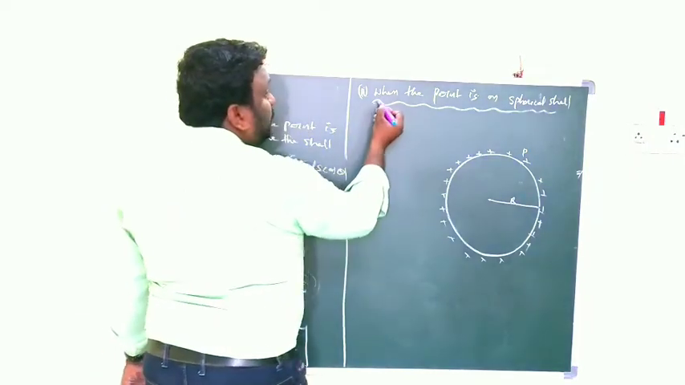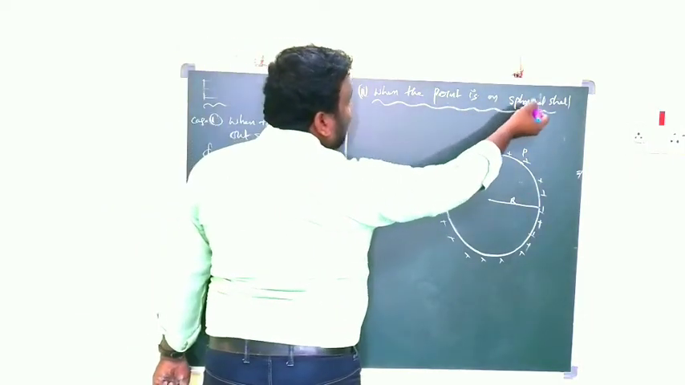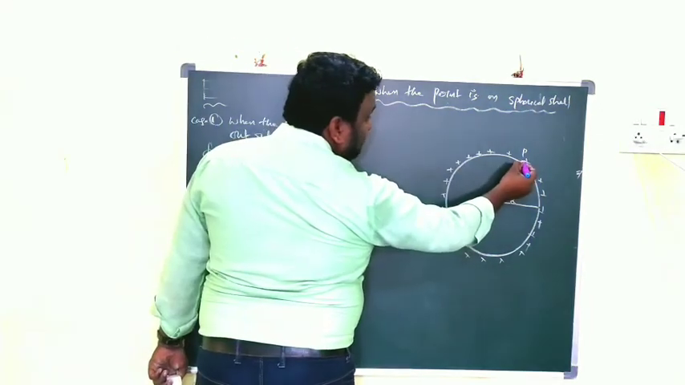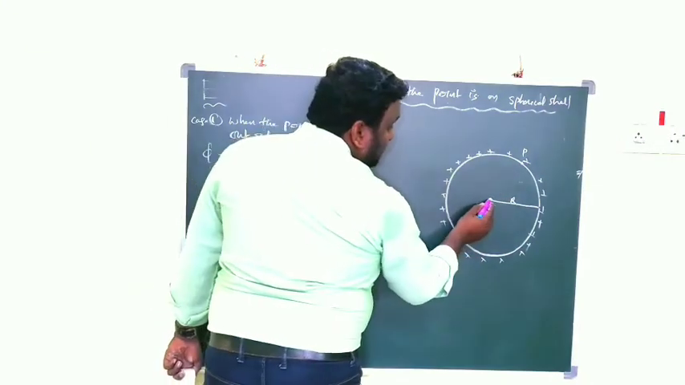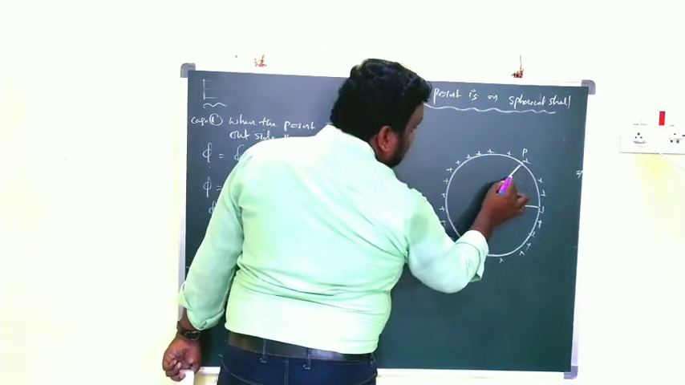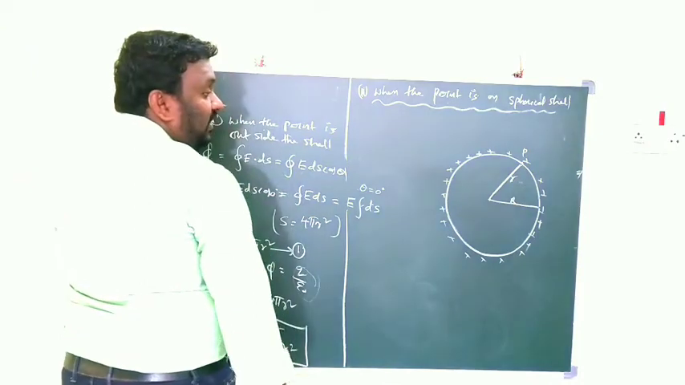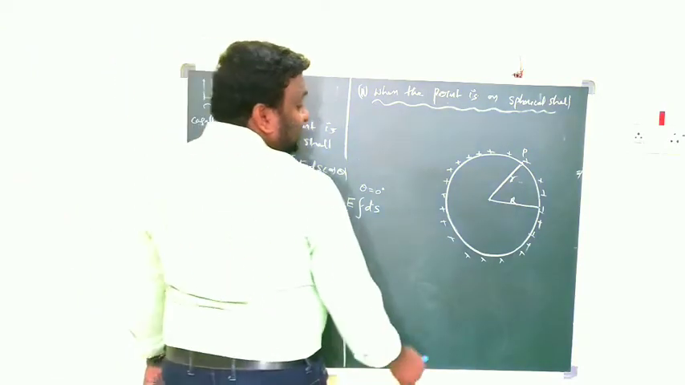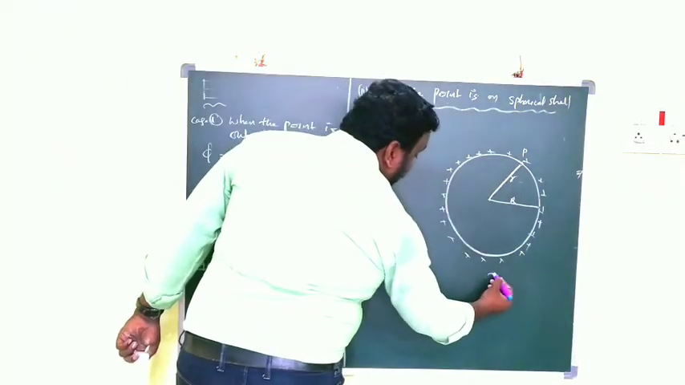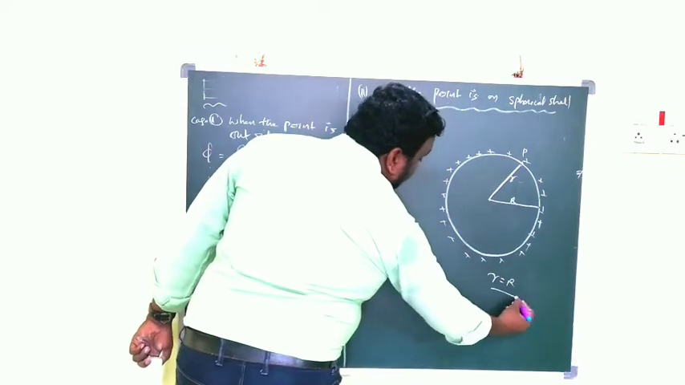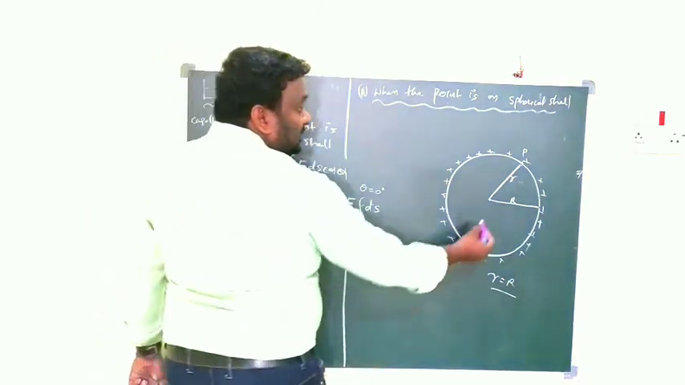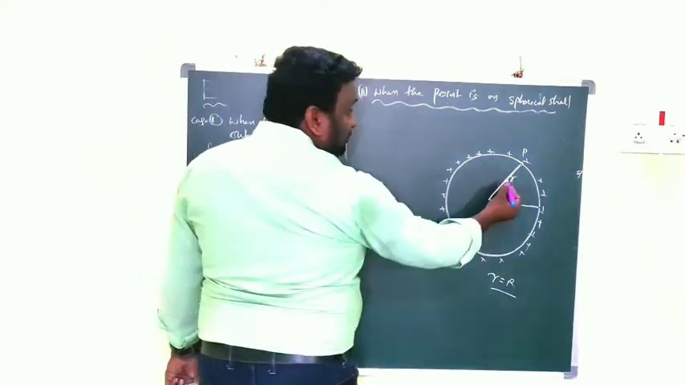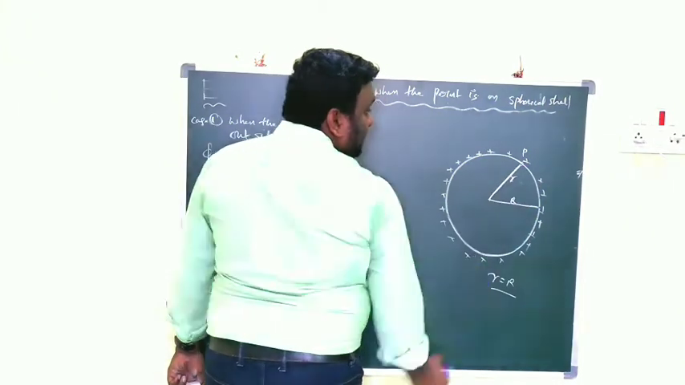What is the condition here? When the point is on the spherical shell. So here we have selected this point P, and the distance to it is small r. That means what you have to say in this case: r is equal to R. Here simply this is the point P.